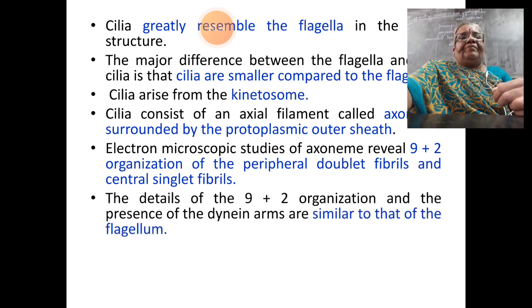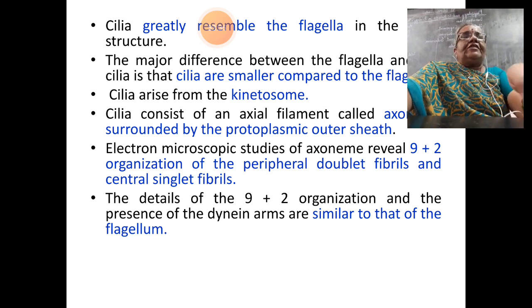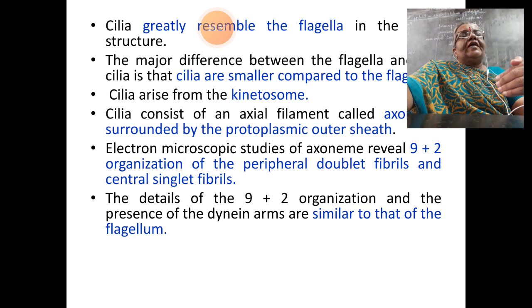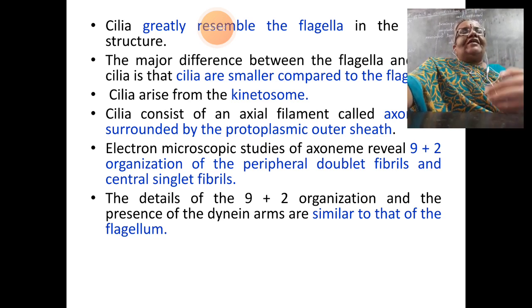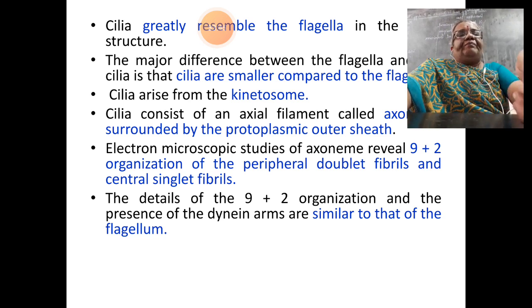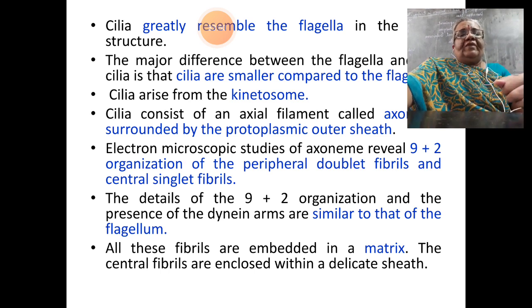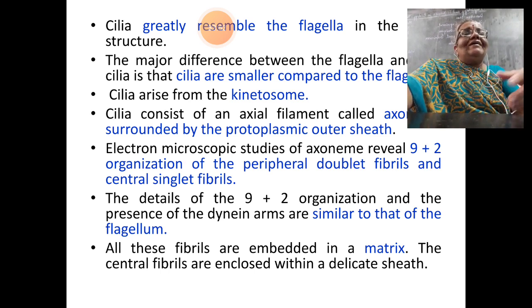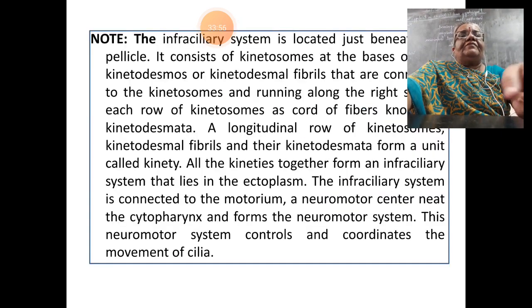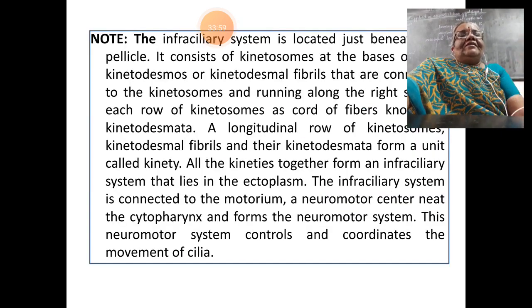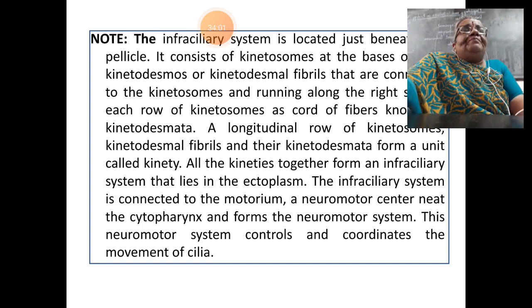Okay. Then, the details of 9+2 organization and the presence of dynein arms, that is dynein protein arms, are similar to that of flagellum. Therefore, I told you, if you understand the structure of flagellum correctly, it is as good as understanding the structure of cilia. All these fibrils are embedded in a matrix in both the cases, and the central fibrils are enclosed in a delicate sheath.